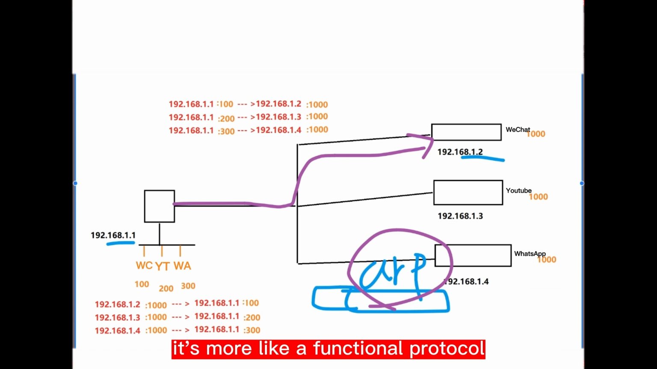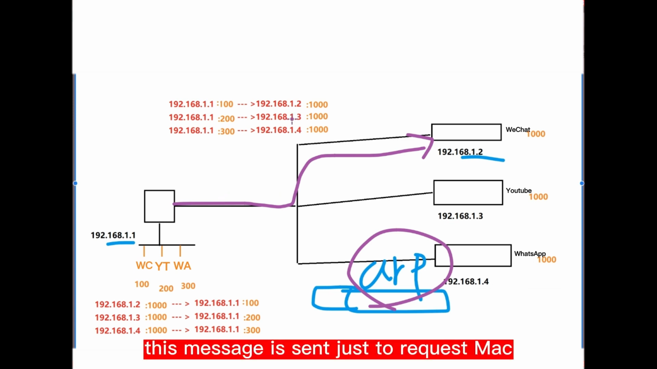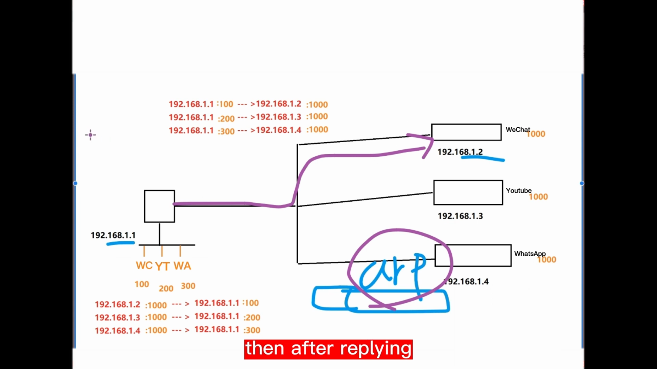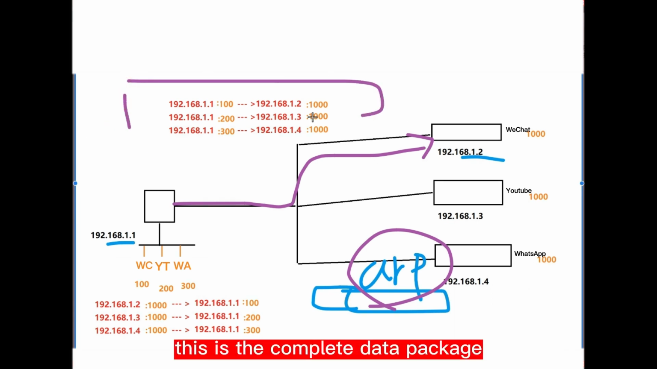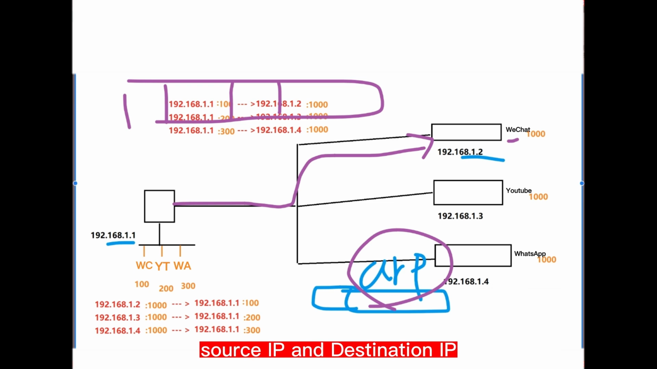It's more like a functional protocol. For such a protocol, it has a very clear purpose. This message is sent just to request a MAC address. Then after the reply, when sending data, this is the complete data package: layer 2, layer 3, source IP and destination IP.